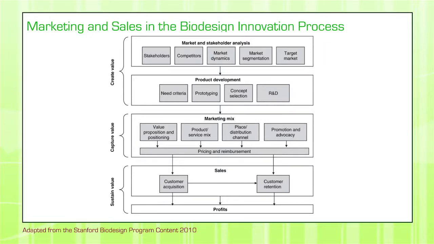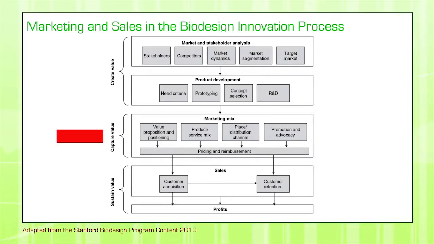With that block of market and stakeholder analysis as an input, we can move on to the second stage of creation of value, which is product development. All those dynamics are going to be inputs for product development in the creation of need criteria and in the selection of your concepts, and actually in the prototyping and research, development and testing of your products. When you have created this combo of problem, solution and market, then you have created value and you can move on to capturing more value in the market.